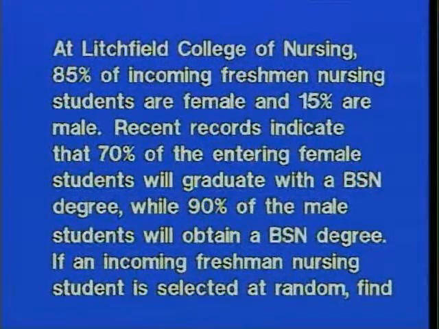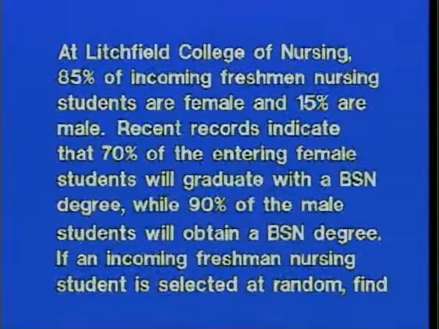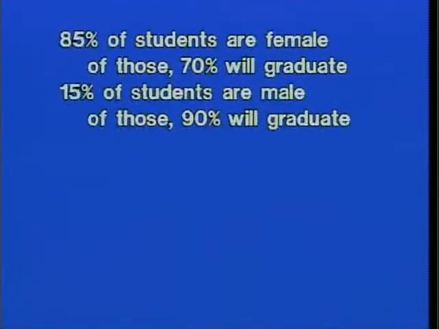We notice that 85% of the freshman nursing students are female, 15% are male. 70% of the female students will graduate, 90% of the male students will get a degree. So we can organize the information like this. 85% of students are female, and of those, 70% will graduate. 15% are male. Of those, 90% will graduate.